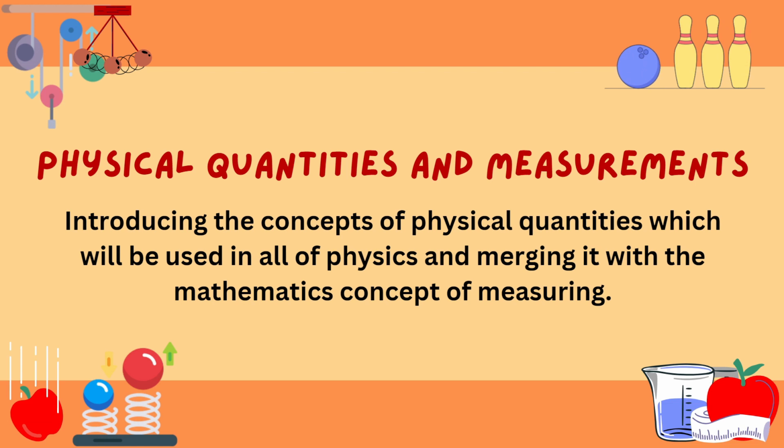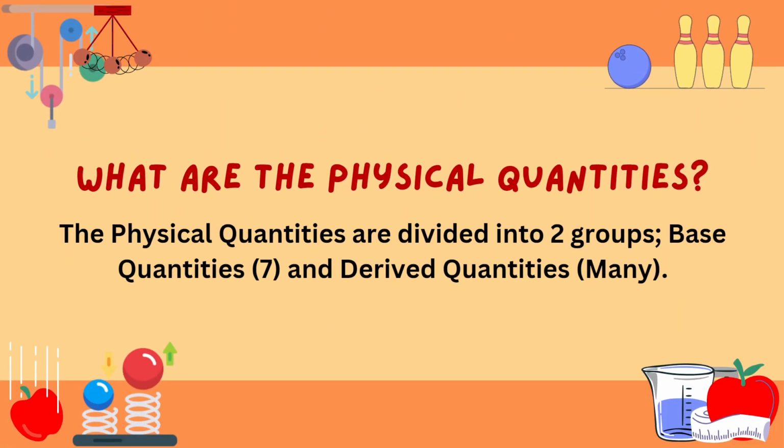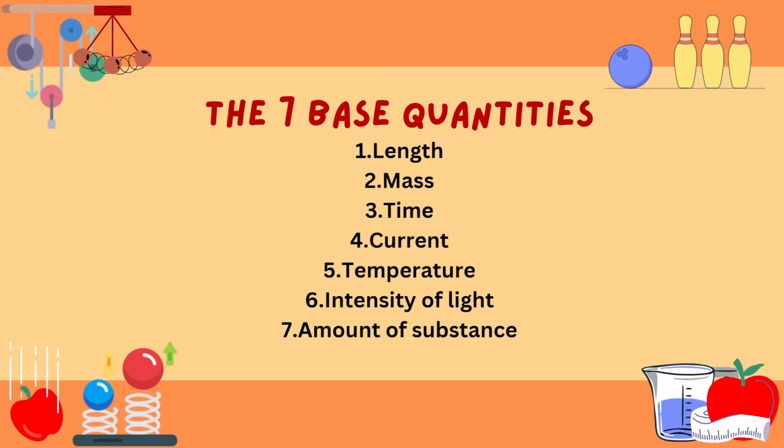Now, I just want to go back to the first topic we discussed and talk about it a little bit more. What are the physical quantities? The physical quantities are divided into two groups, base quantities, which are 7, and derived quantities, which are many. The base ones are like the original ones, and the derived ones are like the ones that come from the original ones. The 7 base quantities: length, mass, time, current, temperature, intensity of light, and amount of substance.